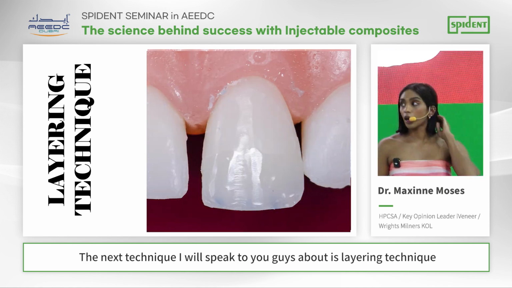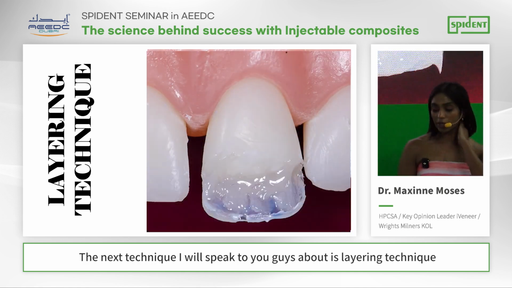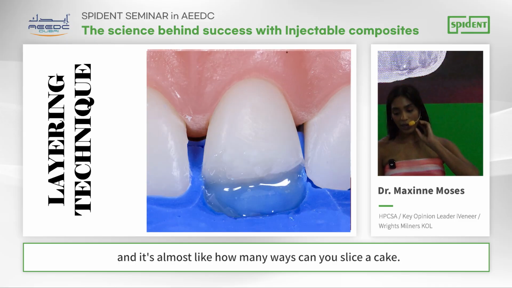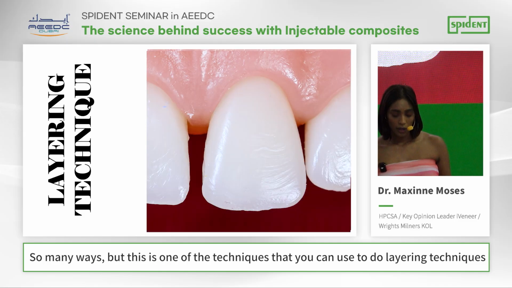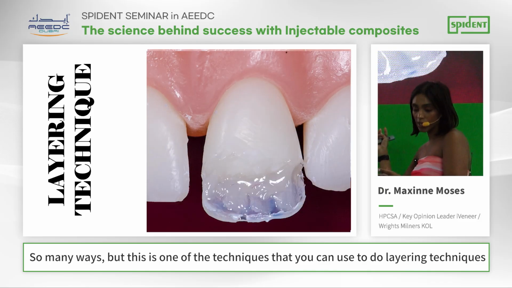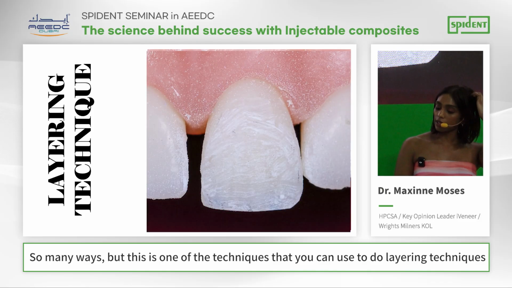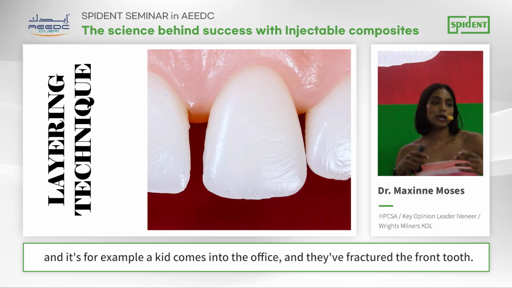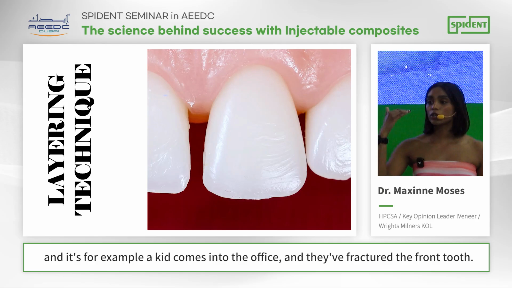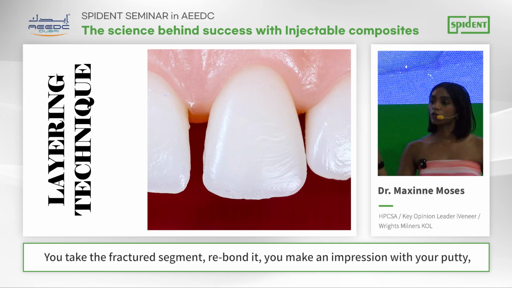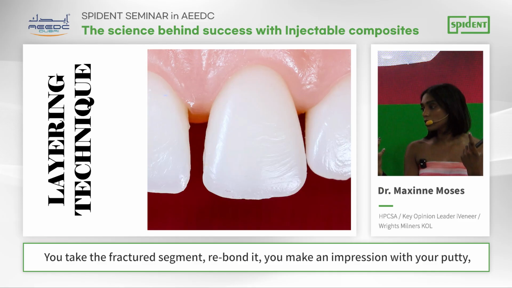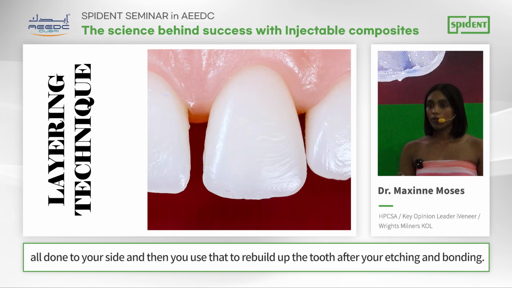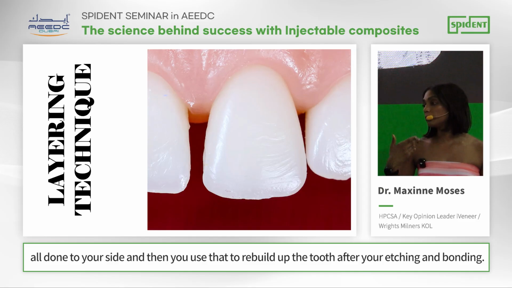The next technique I will speak to you guys about is layering technique. And it's almost like, how many ways can you slice a cake? So many ways. But this is one of the techniques that you can use to do layering technique. For example, a kid comes into the office and they've fractured the front tooth. You take the fractured segment, you rebond it, you take an impression with your putty, all done chairside, and then you use that to rebuild up the tooth after your etching and bonding.